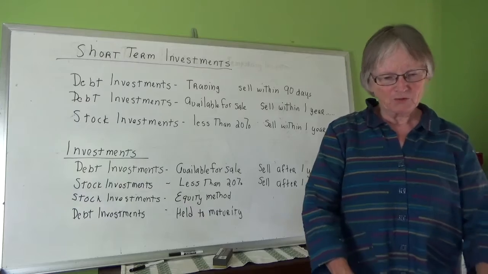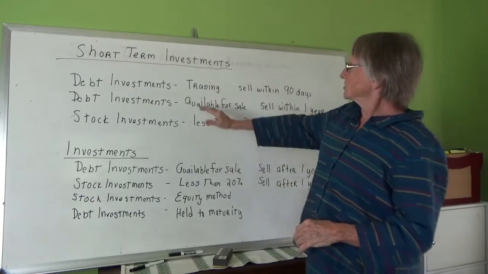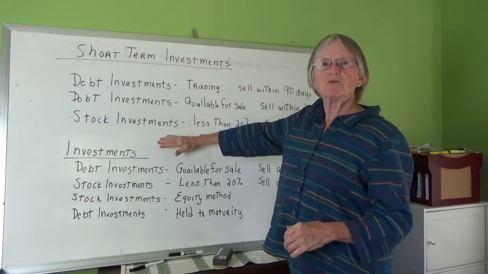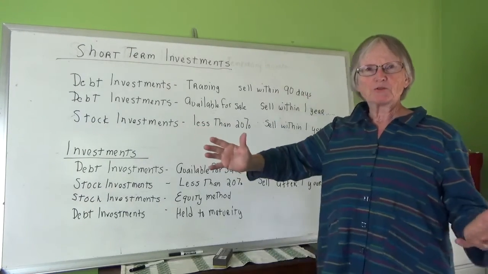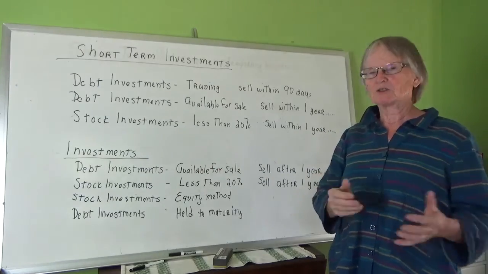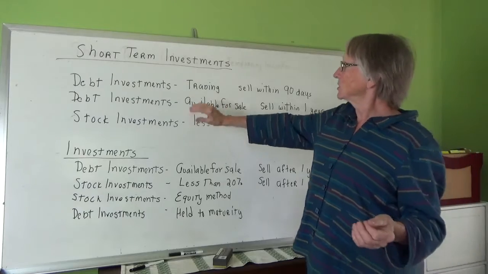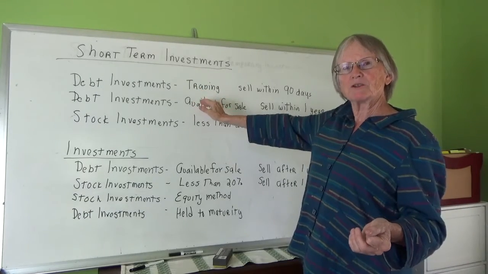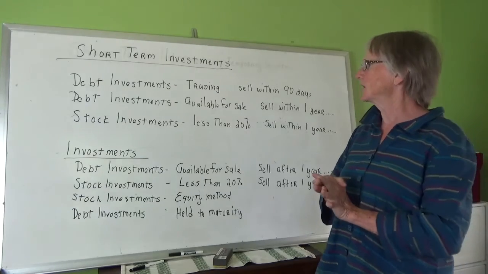Let's see. We have to figure out at what amount we report them. These are all going to be reported at their fair value on the balance sheet. So if you buy them for $10,000 and then at the end of the year they've changed in value, whatever their new market value is will be what it's reported at. So they're going to be reported at their current fair value.